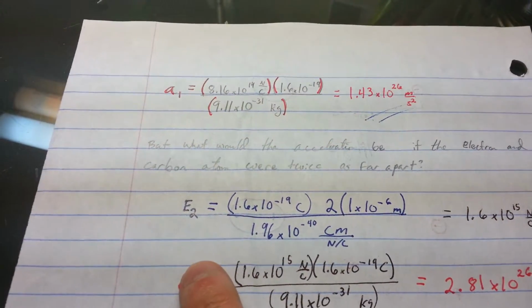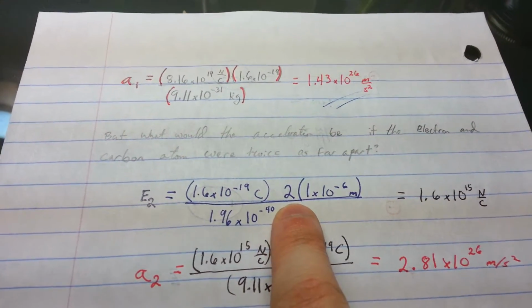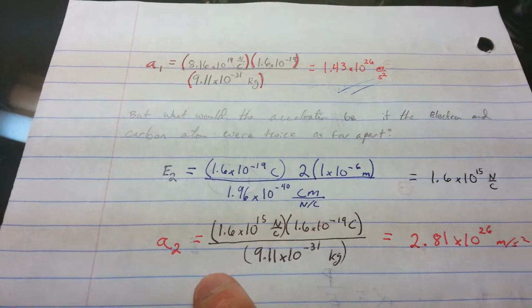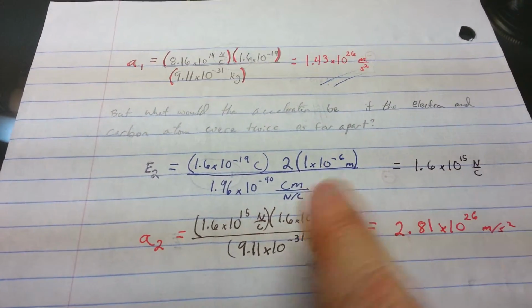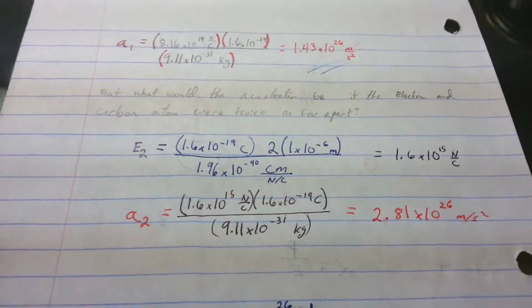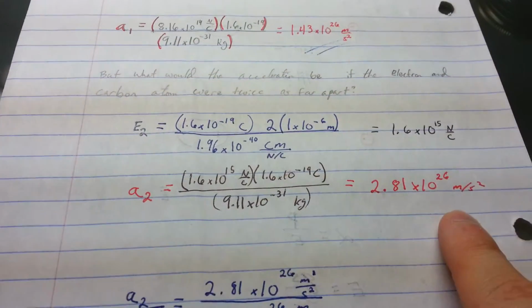So what we're going to do is solve for the electric field first, the same way we did it, except we're just multiplying by 2, and that'll give us this. So a2 is going to be equal to that times the charge, once again, over the mass, giving us 2.81 times 10 to the 26 meters per second.